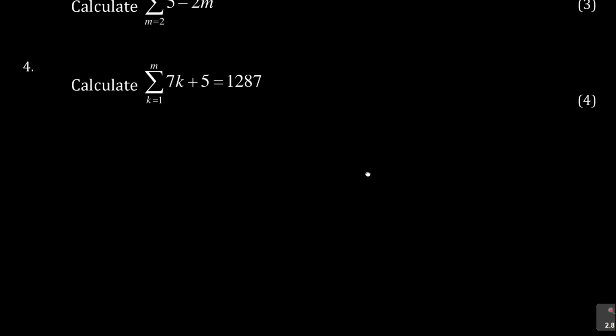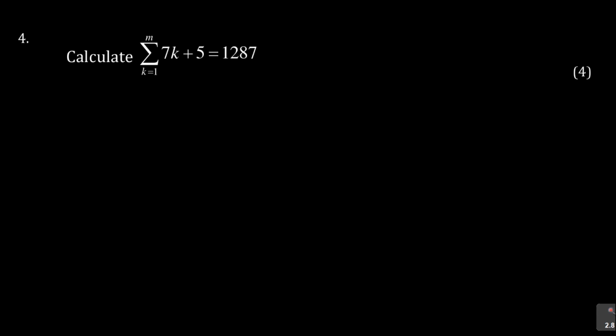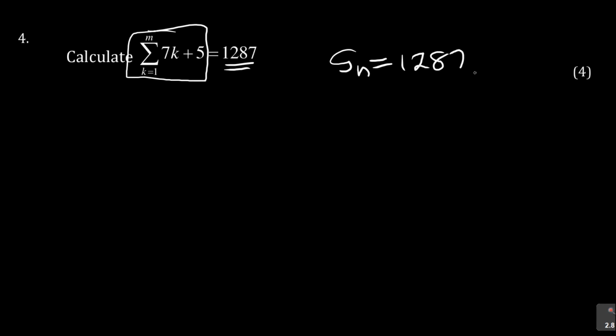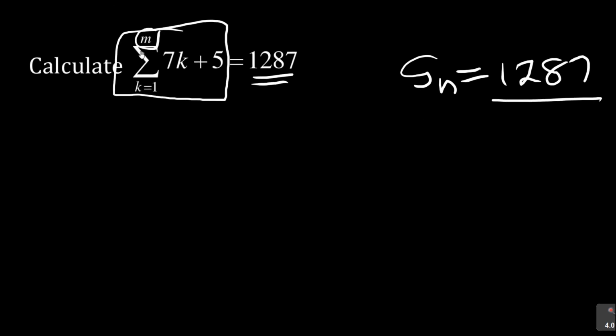It says calculate. Now we are supposed to calculate this. It's similar to the previous one. It's like 4 marks here. First you have to evaluate it, but now they are telling you that after adding everything here, the answer is this, which means Sn is 1287. Now what they are usually looking for here is to find the m. If I expand this, they need you to find m. Says calculate what? You are calculating the number of terms there. So how do you go about that?